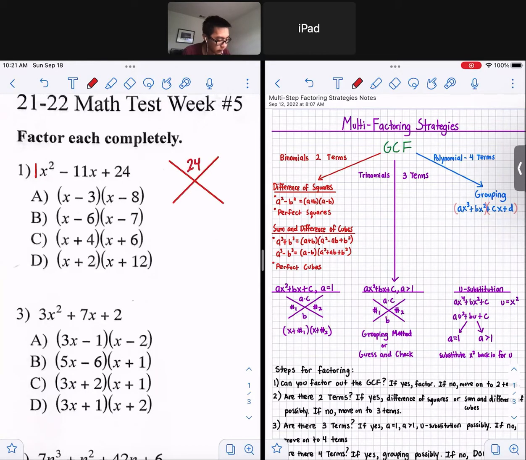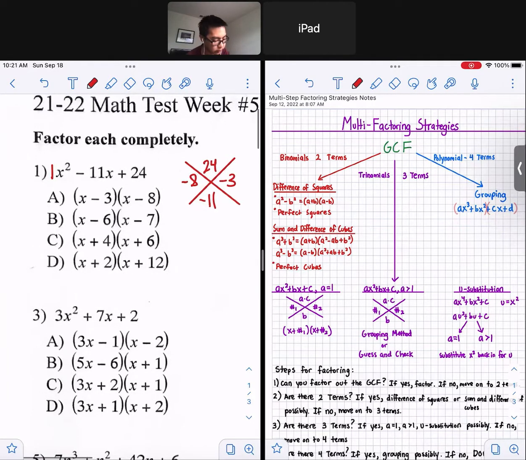We put 24 up top and negative 11 on the bottom, and we need two numbers that multiply to 24 but when you add them give you negative 11. That's negative 8 and negative 3. Because we know a equals 1, all we have to do is use the two side numbers as part of our factors. So x minus 8, x minus 3, so that one would have been A.